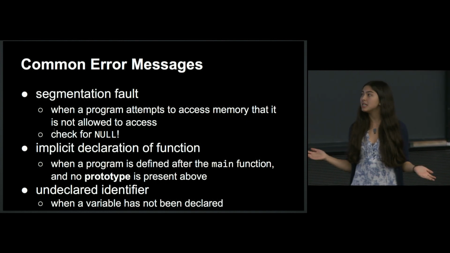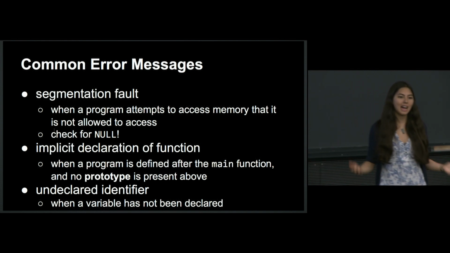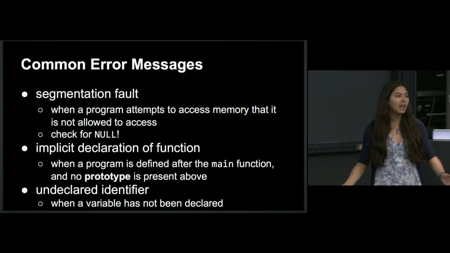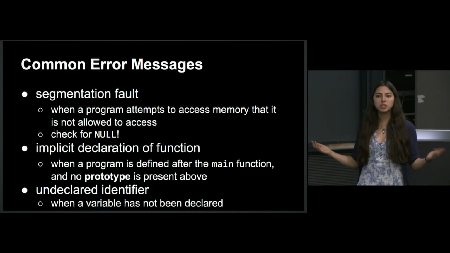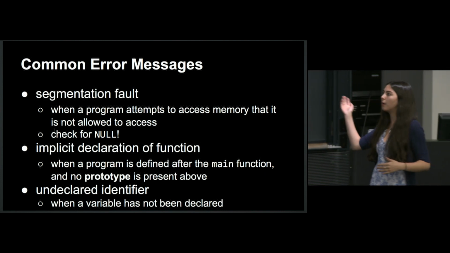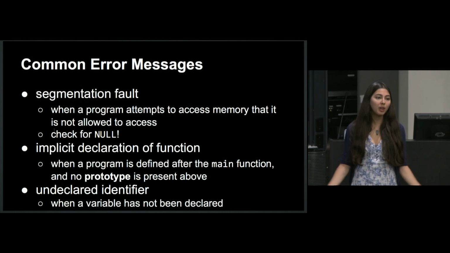So the first one is a segmentation fault, and that's any time we try to access memory that we're not allowed to access. You might have seen this, for example, in Breakout. If detect collision returns null, and then you tried to do something with that null value, the computer would give you a segmentation fault. So one important thing to do in order to try to avoid this is to always check for null.